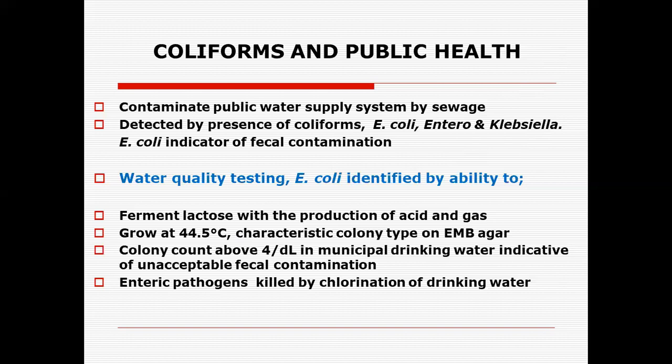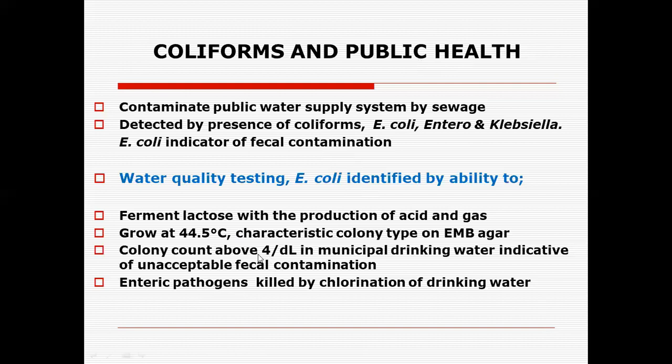So in water quality testing, we always go for the determination of Escherichia coli. If we have been able to isolate and identify a specific number of Escherichia coli cells in the water, this means that the water quality is good or poor. The water quality is based on the numerical value of Escherichia coli. Now, these organisms ferment lactose with the production of gas. They can grow at 44.5 degrees centigrade, and they can produce a characteristic colony on the EMB agar, like the green discoloration as I told you.